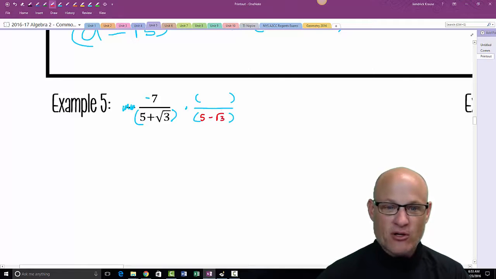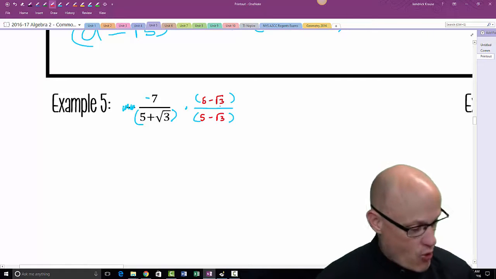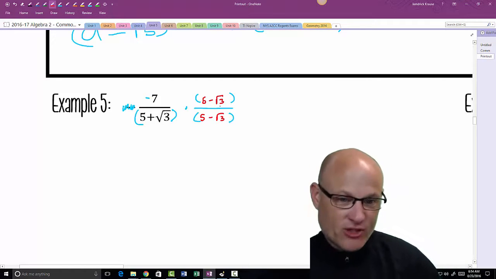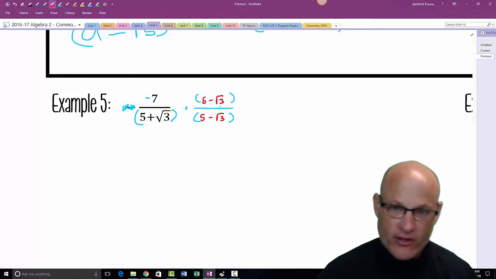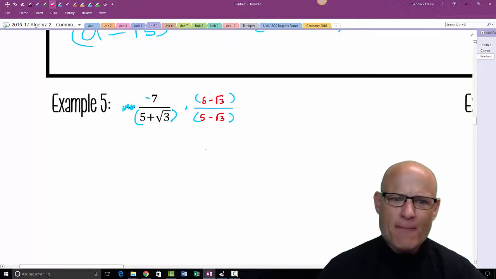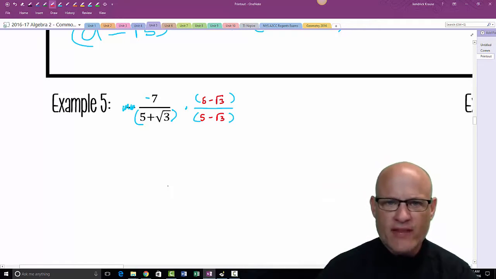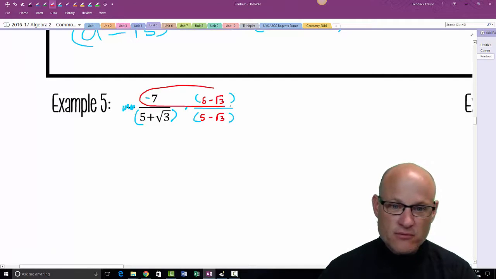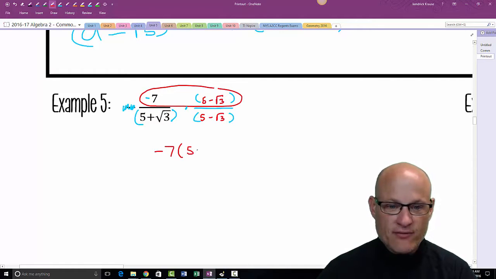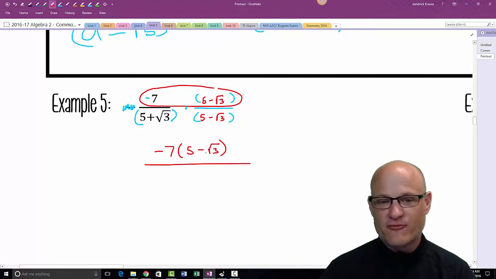So anyway, we're going to multiply by the conjugate. You'll see why in just a second. 5 minus the square root of 3, over 5 minus the square root of 3. I will forewarn you, do not distribute in the numerator. Just leave it. So I'm just going to put this stuff next to each other: negative 7 times 5 minus the square root of 3. You'll see why; it won't be apparent on this problem, but in the future it will be.